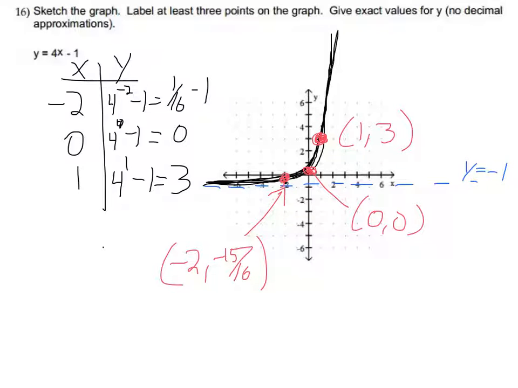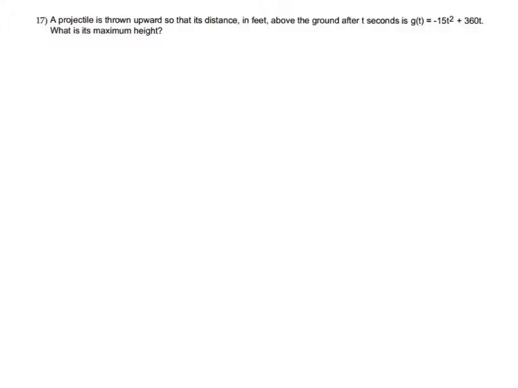Next question. A projectile is thrown upward so that its distance in feet above the ground after t seconds is given by a function of g. What is the maximum height? All right, now I have 2 children, so anytime I see a projectile is thrown upward, I do not have a good visual of that, so don't be throwing anything up, especially not during the final.